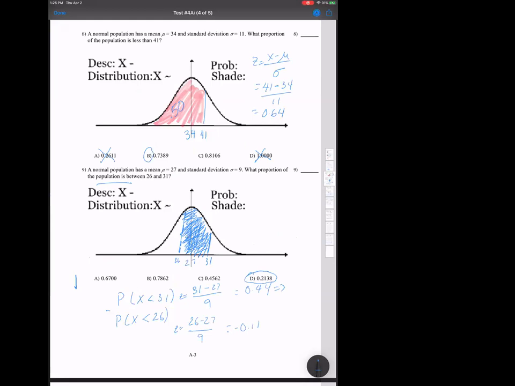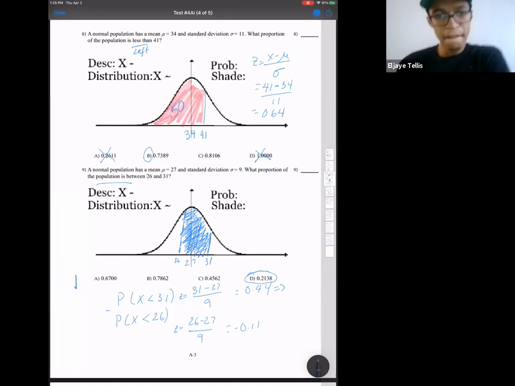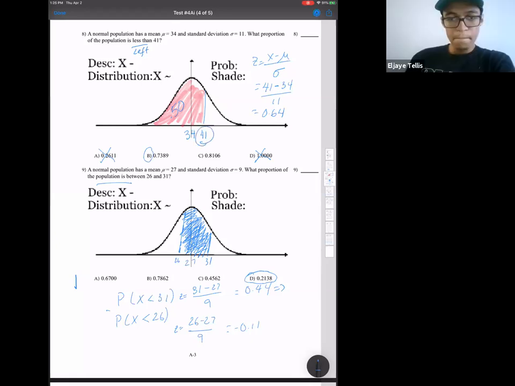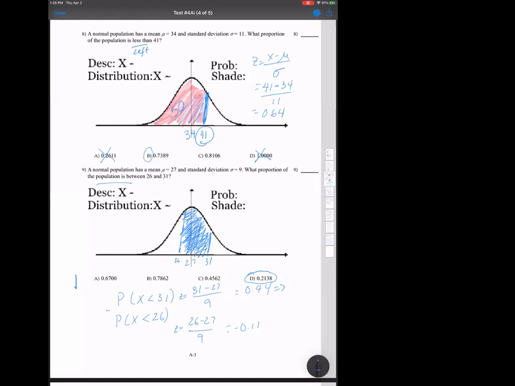Okay, so the last piece right here: a normal population has a mean of 34 and a standard deviation of 11. What proportion is less than 41? So first things first, less than means left. And so I have the picture already drawn. See the 41 right here? That's this line right here. Less than means they're looking at this area down here.